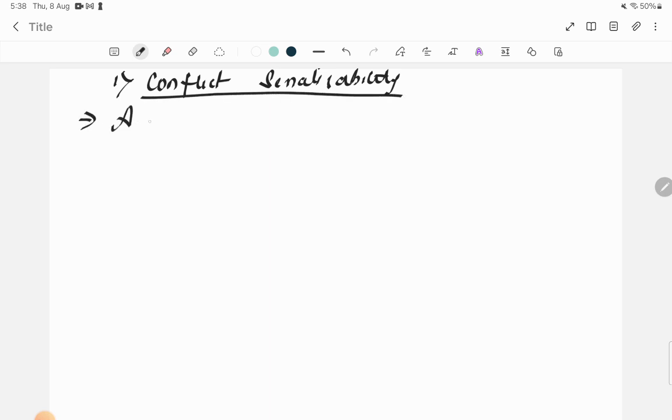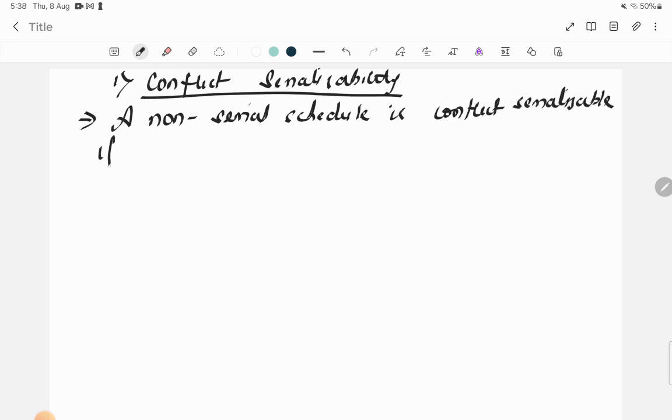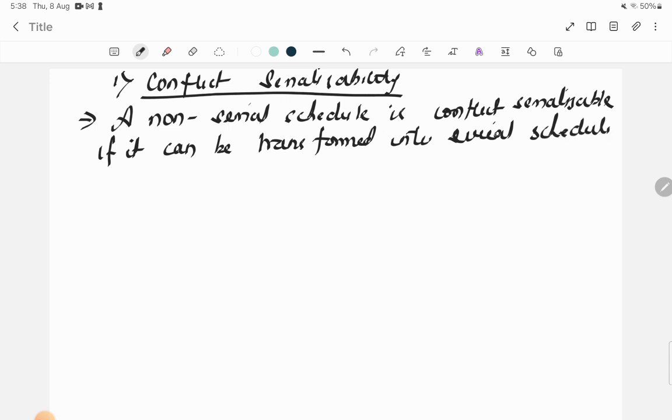We can write the definition: a non-serial schedule is conflict serializable if it can be transformed into a serial schedule by swapping non-conflicting operations. So we already solved this type of question.